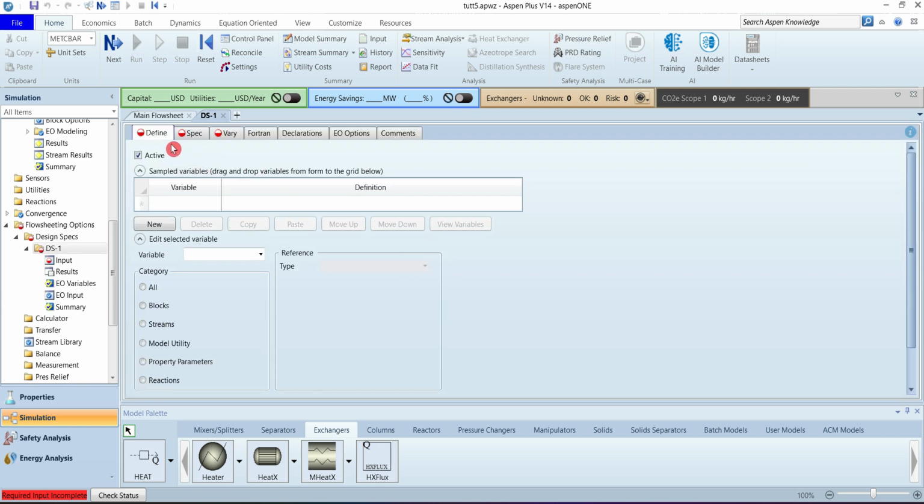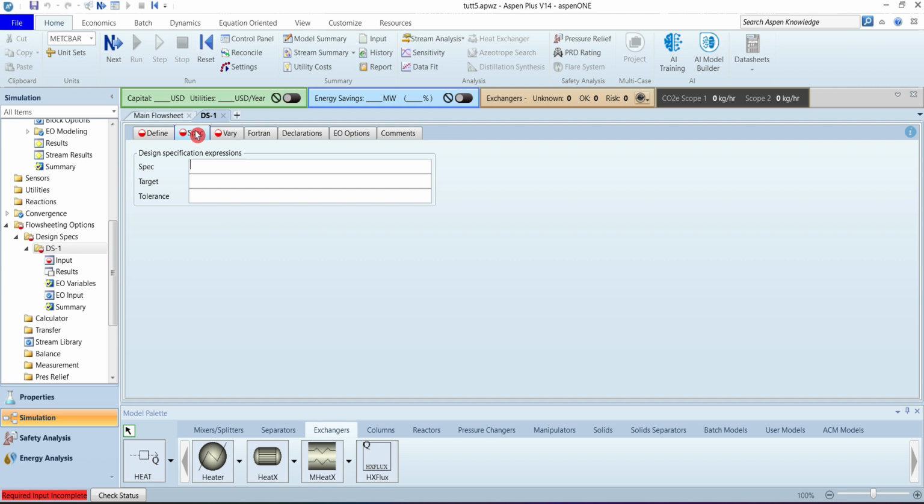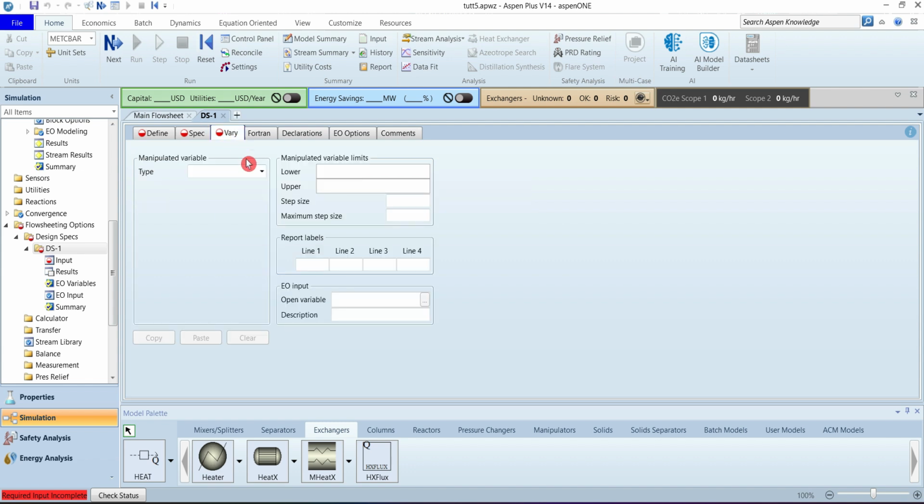Here we have to satisfy three tabs. One is the define, and define is the objective function over here. The other one is the specs part. Specs part is the numerical values of the objective function, and the third one is the manipulated variable. So let's first specify the manipulated variable.